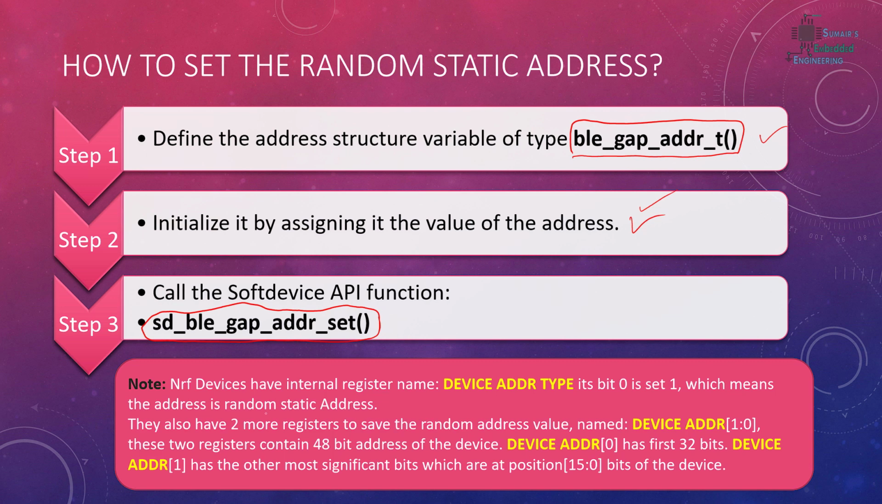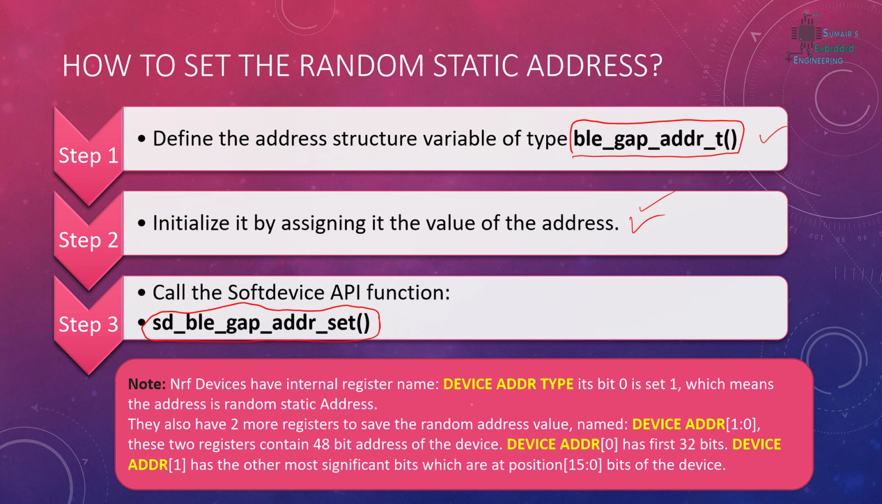Here I put a small note for people who want more information about these devices. The nRF devices have some special registers, and in these registers we have some randomly stored values. The soft device will automatically assign a random static address if we don't program our device. In that case, the soft device will automatically calculate, follow the rules, create a random value and assign it to the device.